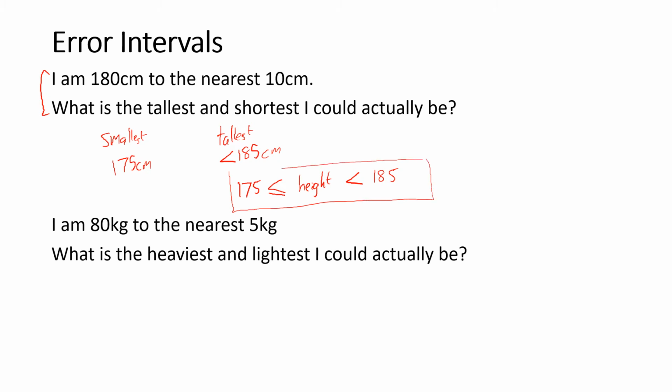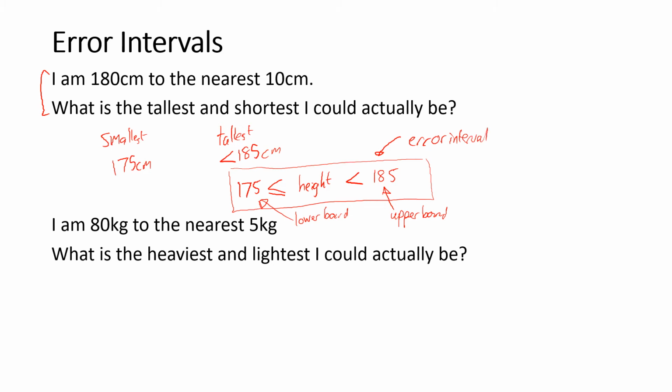This is called the error interval of the height. This is what the height is inside. It's between 175 and 185. And we call the number that's the smallest, we call that the lower bound. And the number that's the biggest, we call that the upper bound. And the whole thing is called the error interval.